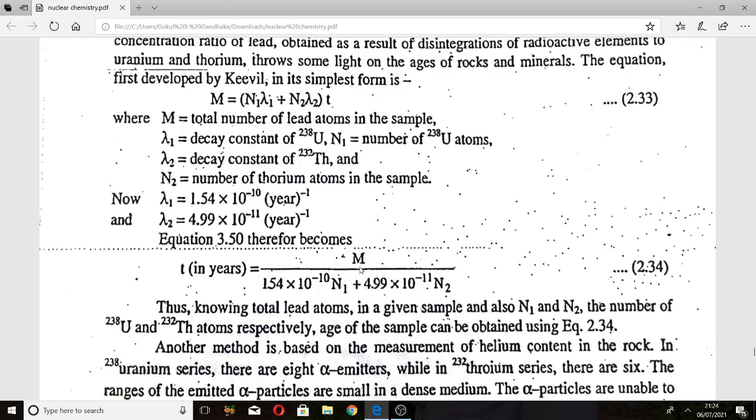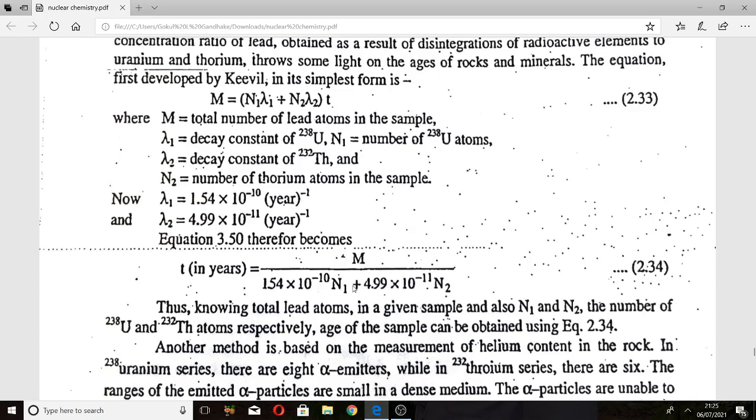This formula gives the total lead atoms in the given sample, and N1 and N2 are the number of uranium and thorium atoms present, and from this the age of the sample is obtained. This method is very useful to determine the age of minerals and rocks.